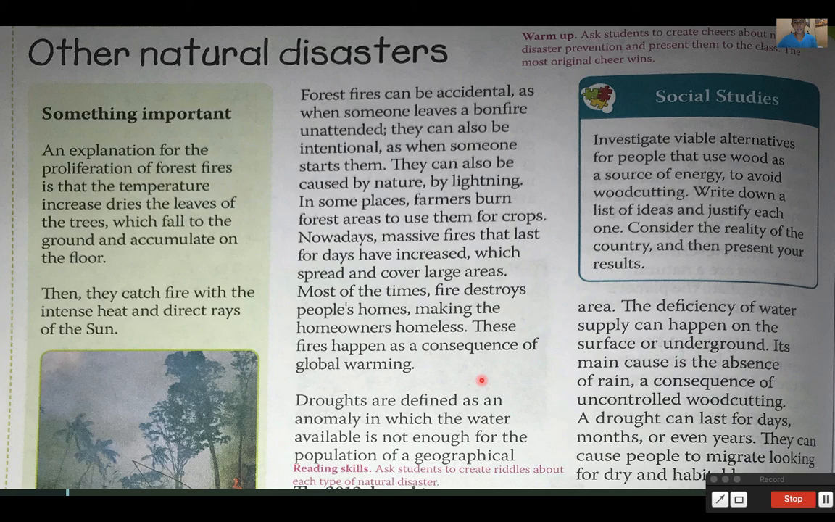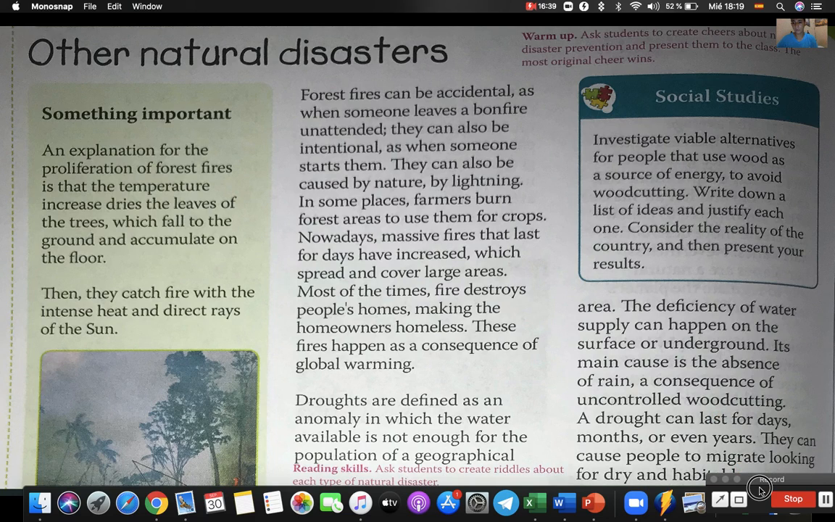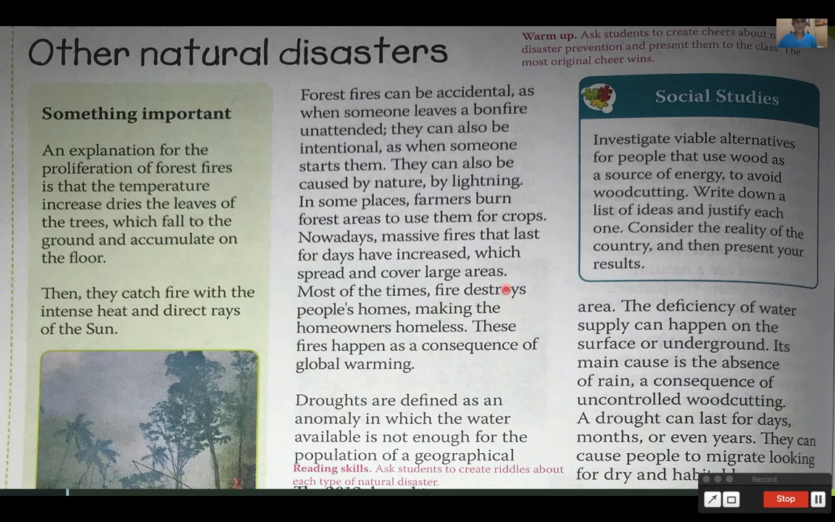Droughts are defined as an anomaly in which the water available is not enough for the population of a geographical area. The deficiency of water supply can happen on the surface or underground. Its main cause is the absence of rain or a consequence of uncontrolled water use. A drought can last for days, months, or even years. They can cause people to migrate looking for habitable areas. Okay, so we have this information that droughts are sequías.